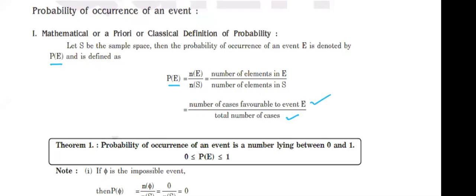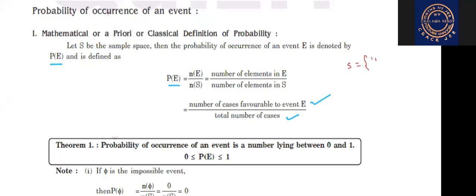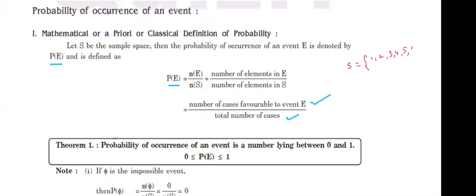Now see here, when a die is rolled, what are the sample points? 1, 2, 3, 4, 5, 6. N of S, the number of sample points, is 6. Here, E is the event of getting an odd number. The odd numbers are 1, 3, 5. What is N of E? N of E is 3.